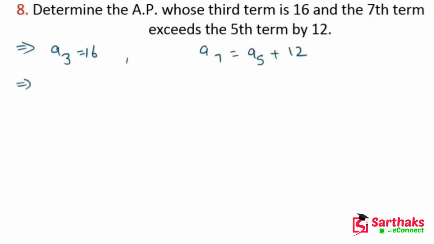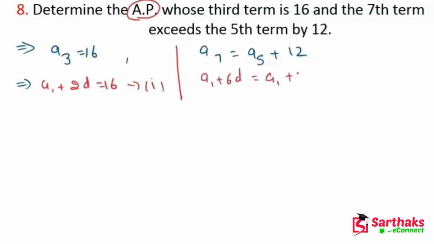Okay, now we know that A1 plus 2D is equal to 16. Okay, this is our first equation. For finding the AP, we have to know A1 and D. So we have to make the equations. Now in this case, we know A1 plus 6D is equal to A1 plus 4D plus 12. Now from this, A1 will be cancelled.